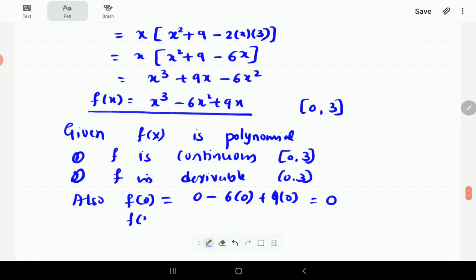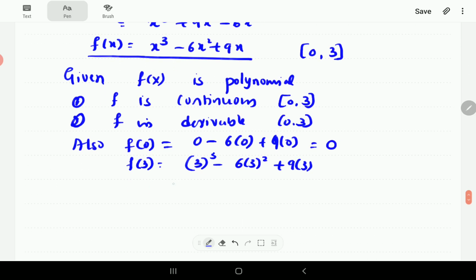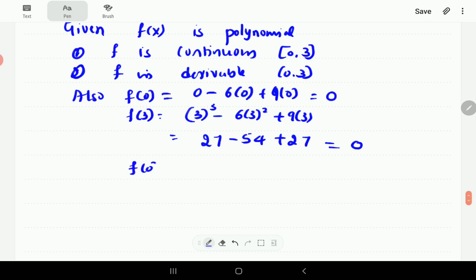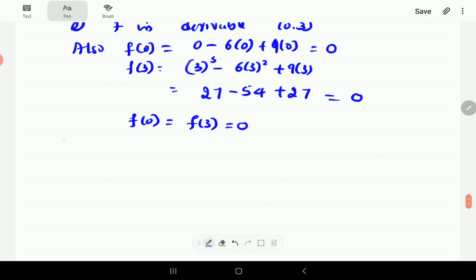And similarly let us find out f at the point 3. This is 3 cube minus 6 into 3 square plus 9 into 3. This is equal to 27 minus 54 plus 27, which is again 0. So clearly f of 0 equals f of 3 equals 0. Thus all the three conditions are satisfied, right?